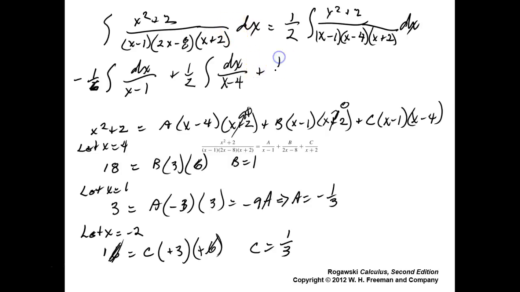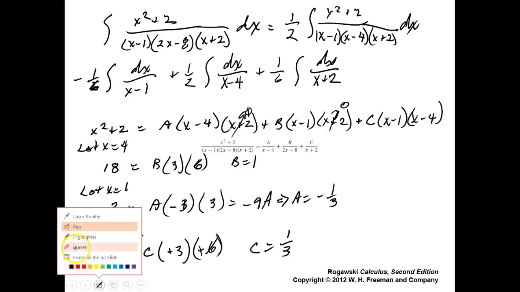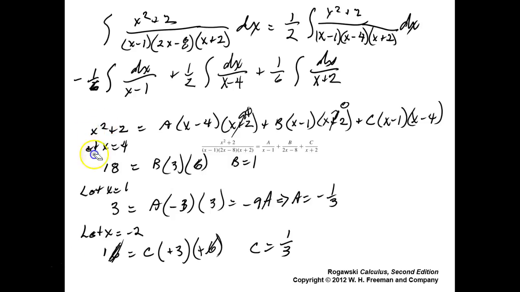Plus 1/6, because 1/2 was out in front. The c is a 1/3. So that would be a 1/6 times the integral of dx over x plus 2. Sorry, I erased too much before. Okay. Now, I think I can erase these now. I sure hope so. Okay.